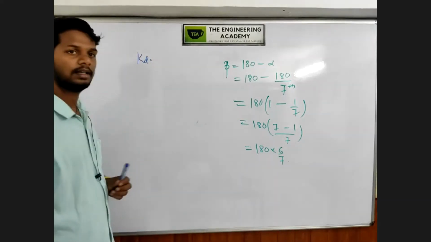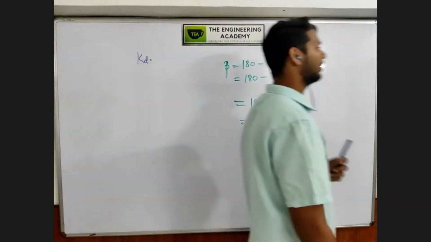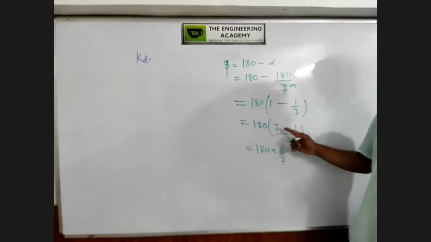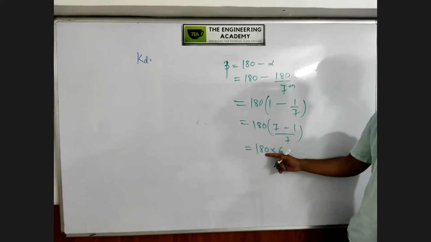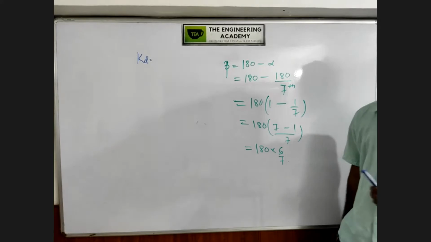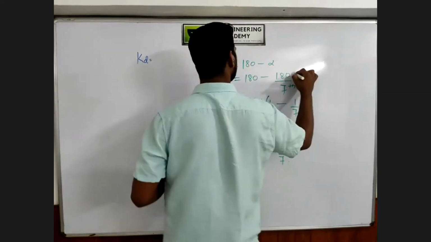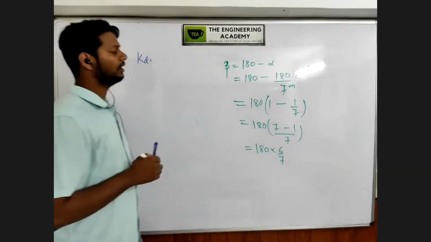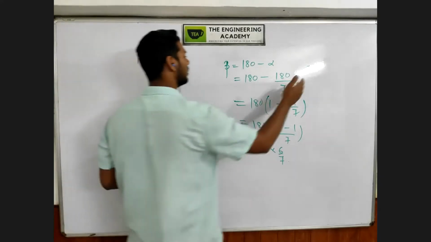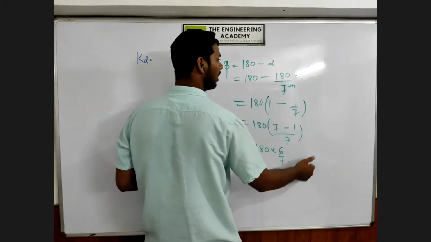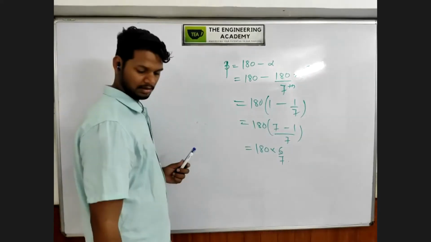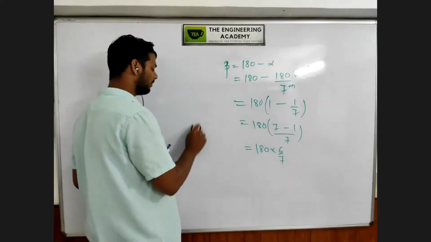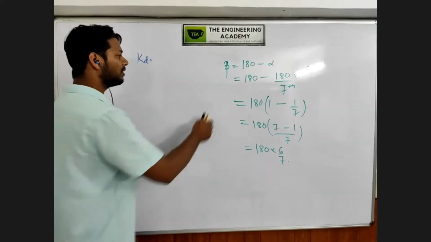The same 6 by 7 will come. I had given the formula n minus 1 divided by n. So at the end 180 into 6 by 7 will come. Okay, this is also right. But this is an unnecessary step which increases your time, and the calculations also increase. So you have to go for shortcut formulas, or you have to skip this part.